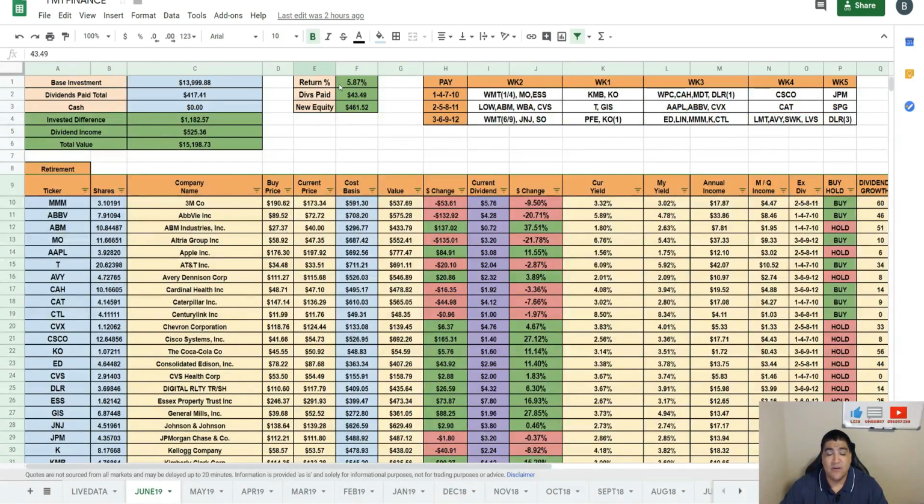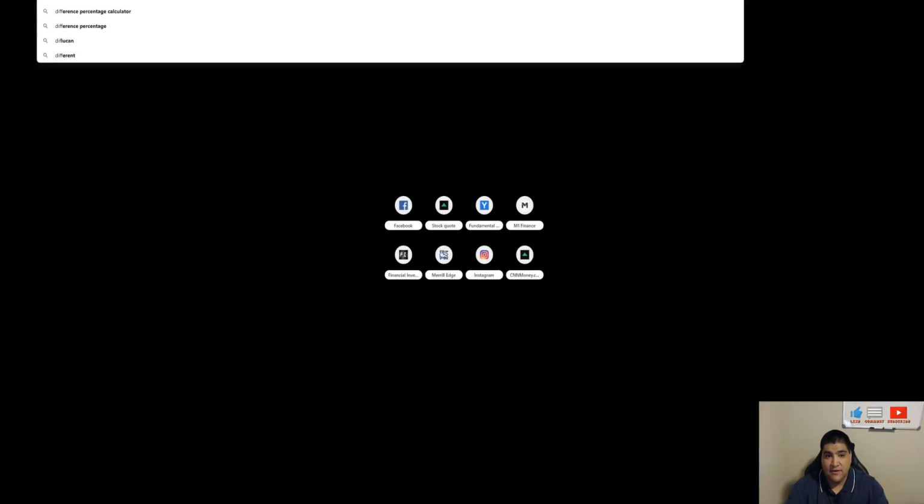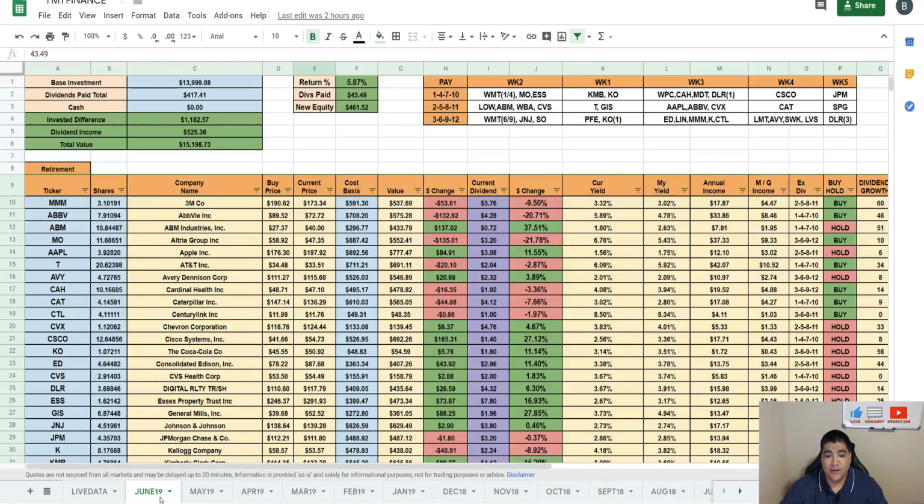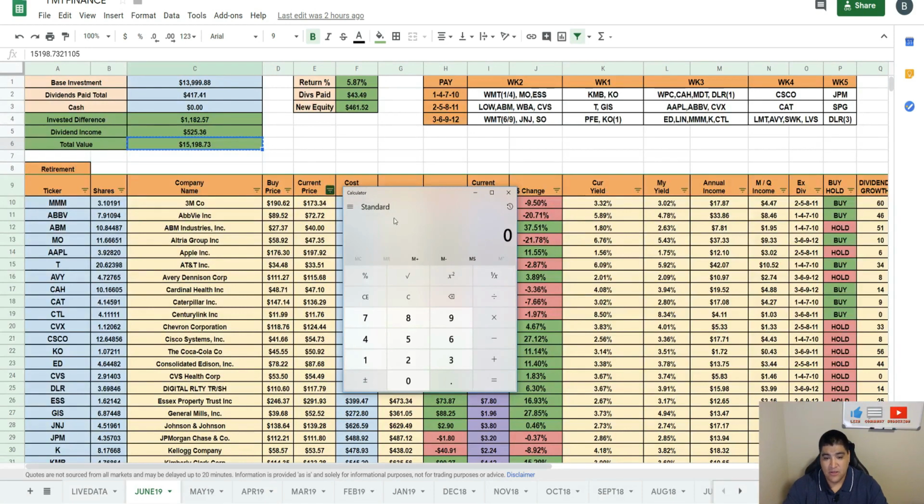As far as market gains have gone for the month of May, let's see if I can bring up a percent difference calculator. I like to use this one. Now, what I did for my calculation here is I'm currently sitting at a total value of $15,198.73. So I take this and I added equity into the market. So over the past few weeks, I have added $461.52 of my own equity into the market.